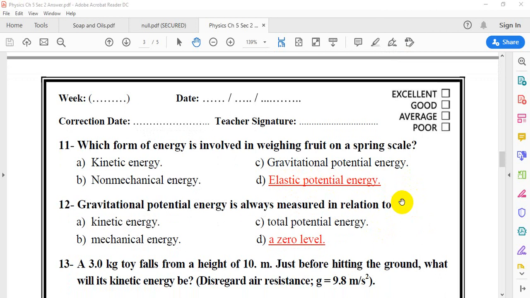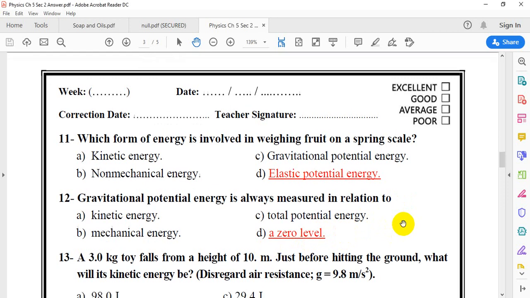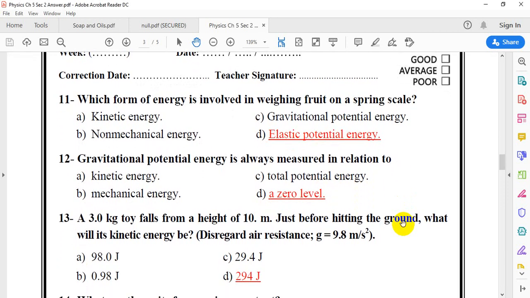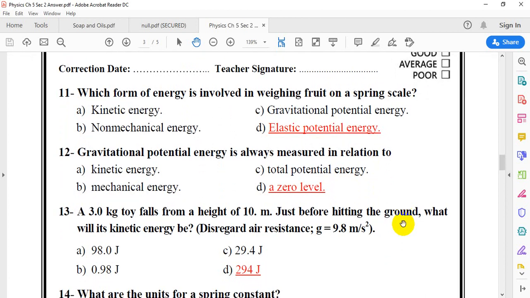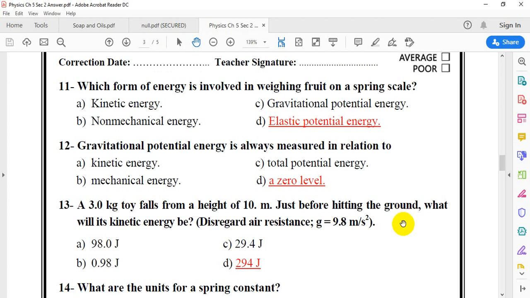Number 12, gravitational potential energy is always measured in relation to the zero level, because it depends on the height from the zero level. Number 13, a 3 kilogram toy falls from a height of 10 meters. Just before hitting the ground, what will its kinetic energy be? Disregard air resistance, g equals 9.8.